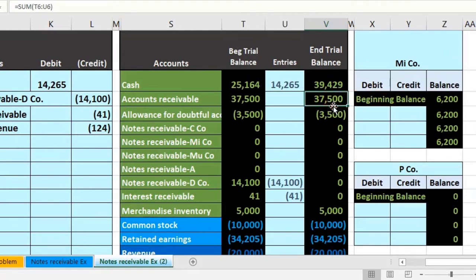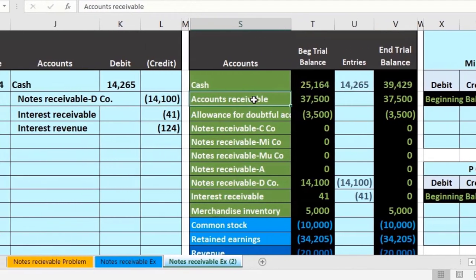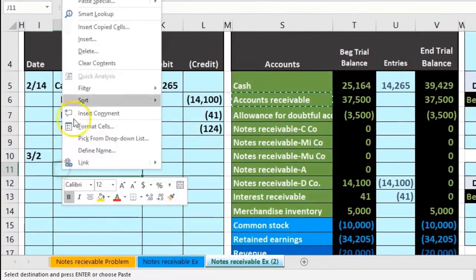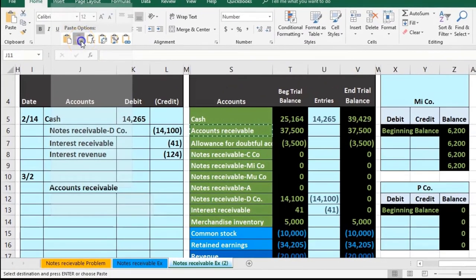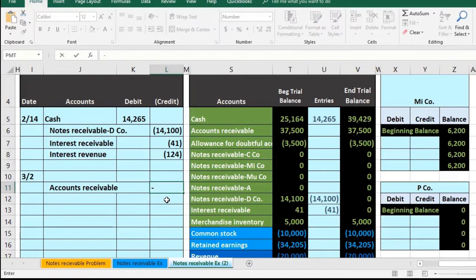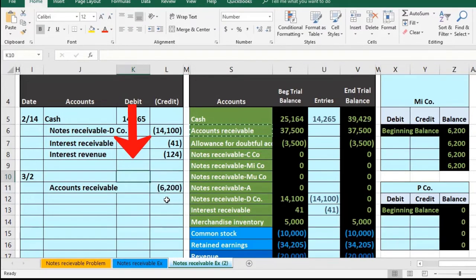So what we're going to do is there's the accounts receivable. It's going to go down. So we're going to do the opposite thing to it, which is a credit. So I'm going to copy the receivable, right click and copy. I'm going to put it on the bottom in the credit, in J11, right click and paste. 1, 2, 3. I'm going to put that in the credit column over here. It's going to be for that 6,200. Going to represent the credit with a negative 6,200.